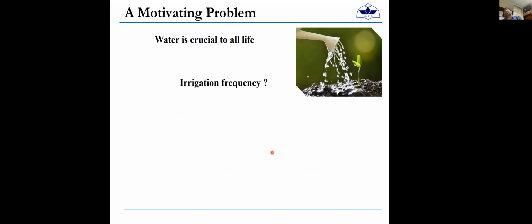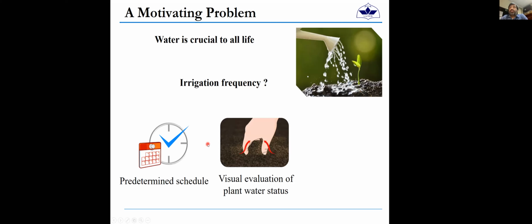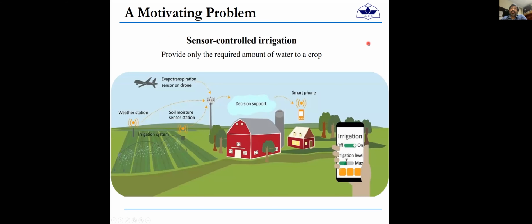How do we actually irrigate our plants, or what are the practices used in agriculture? One common thing is a predetermined schedule. So we already know that we are going to water our plants daily, or we visually evaluate the water status of the soil, and then we decide whether we have to provide water or not. Both of these may lead to underwatering or overwatering because it is a subjective assessment that we are doing. The solution that you have already seen in one of the field visits is sensor controlled irrigation.